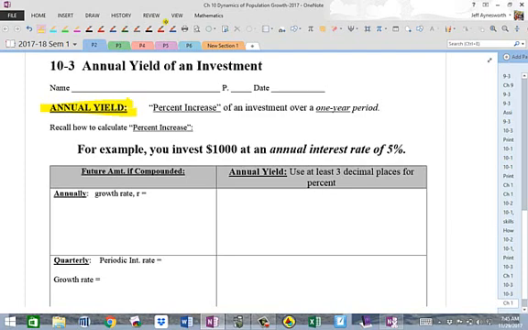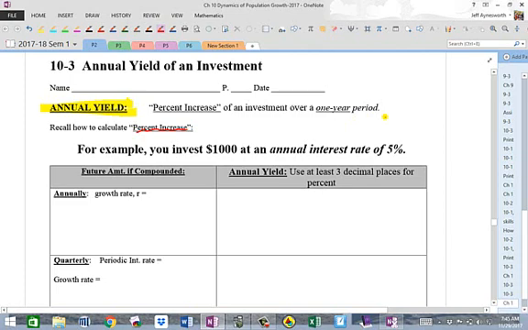Now annual yield is the percent increase of an investment over a 1 year period. So the percent increase. You obviously have to go back and recall how to calculate a percent increase. So let's do that first, and then we'll calculate the annual yield over a 1 year period of an investment.